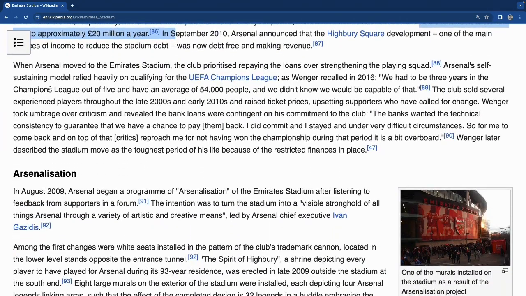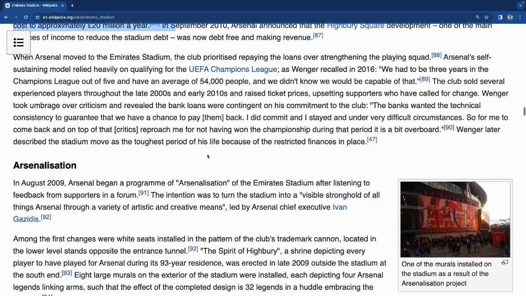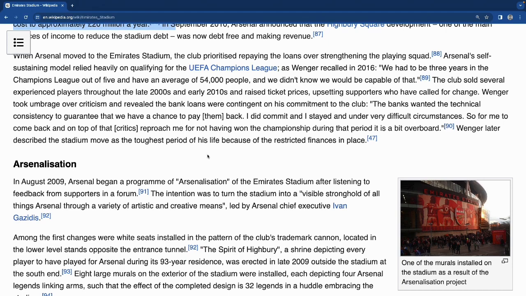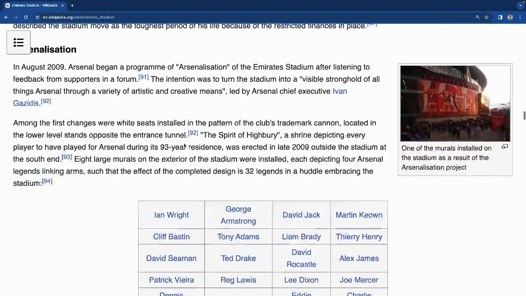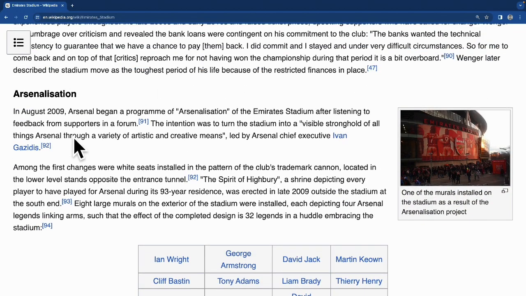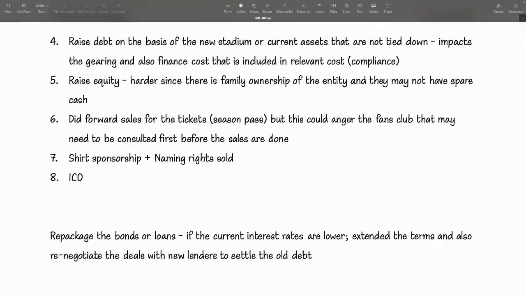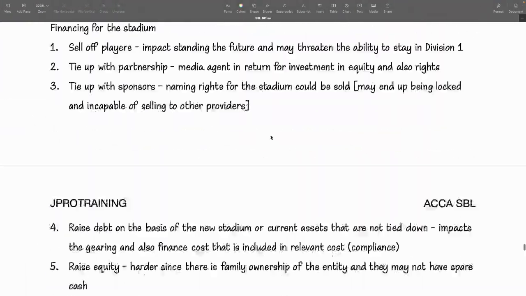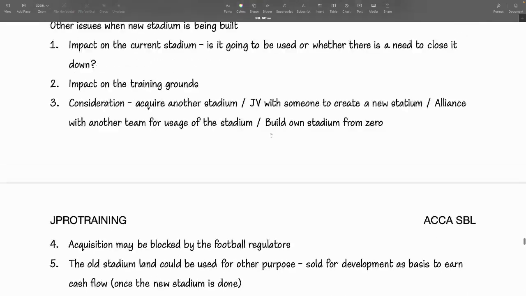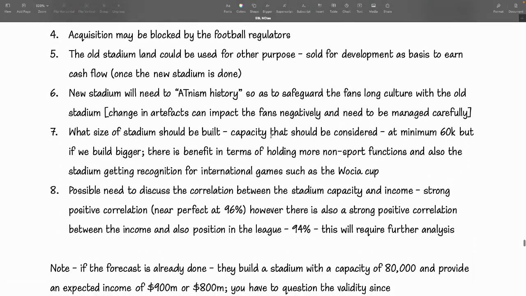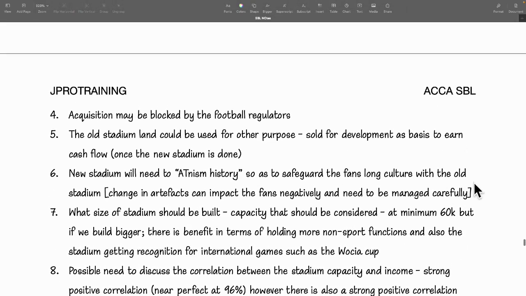Okay. Arsenal's self-sustaining model relied heavily on qualifying for the UEFA Championship. So that is one of the things that they did, and they have averaged a certain amount, okay? So that's one. Then they have that Arsenalization. Notice the program of Arsenalization came after listening to feedback from supporters in a forum. This is important, okay? They managed to get some feedback from the forum. So I think I put that here already, okay?